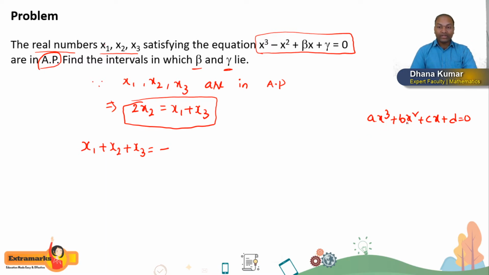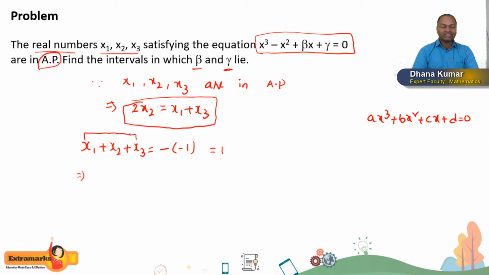The x square coefficient. Here the x square coefficient is minus 1, divided by the x cube coefficient, that is 1. So that is equal to what? Plus 1. Right? Using this relation, you observe this one.